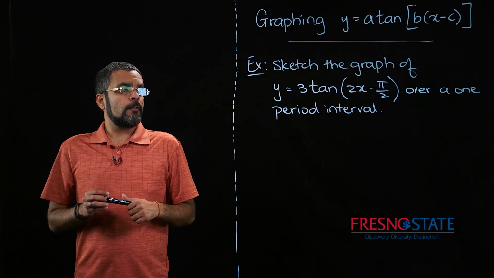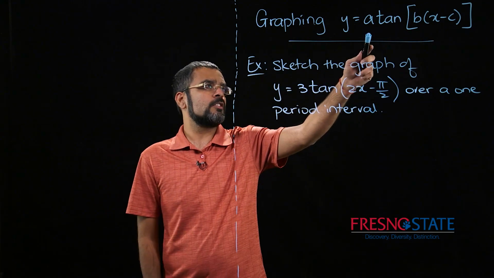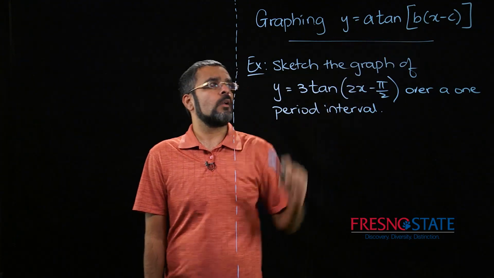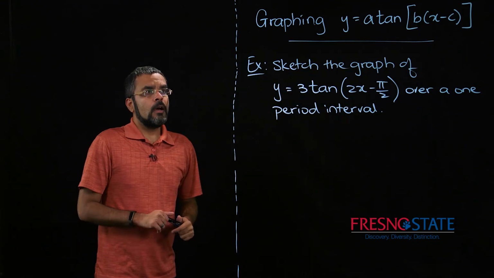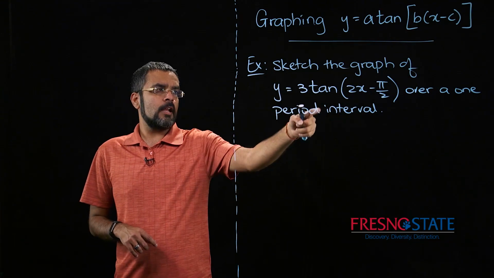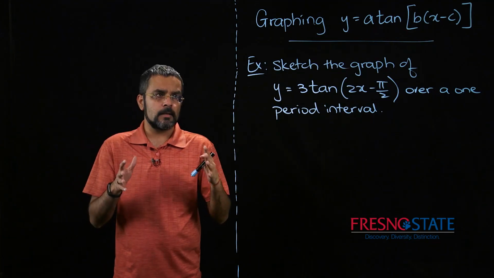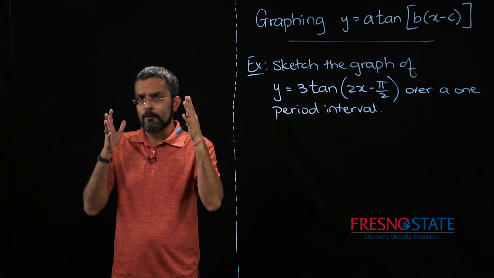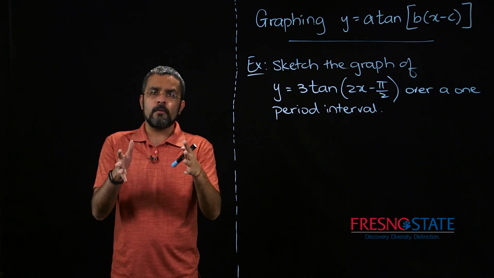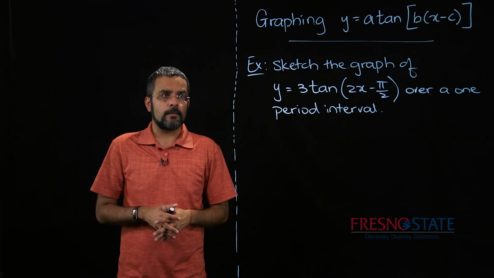Let's look at an example here for graphing tangent functions. Like we just did sine, we're going to look at functions of the form a tangent b times quantity x minus c. So I want to sketch the graph of y equals 3 times tan of 2x minus pi over 2 over a 1 period interval. Again, remember tan is a periodic function, so if I have the graph over 1 period interval, I can copy and paste that to get the entire graph of tan of x.